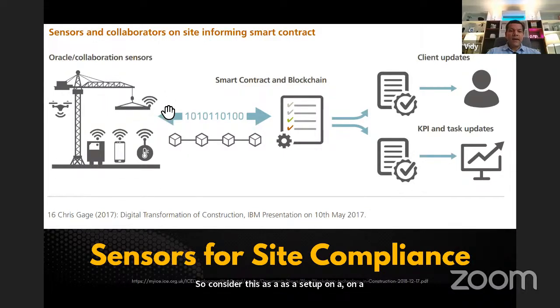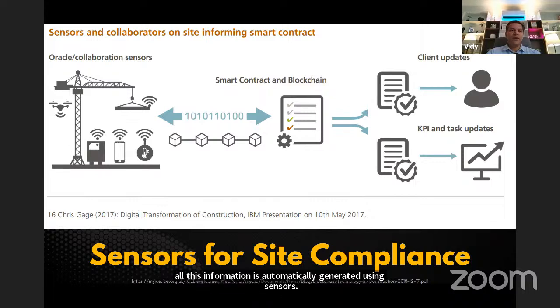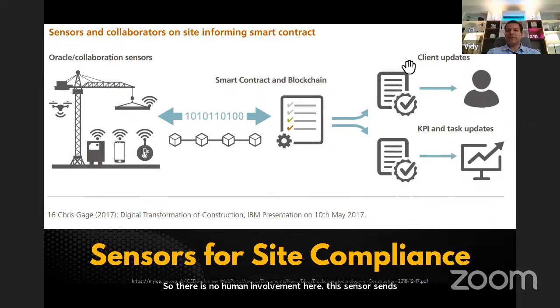Anything that is happening in this area, all this information, is automatically generated using sensors. So there is no human involvement here. This sensor information is added to the blockchain using the blockchain and smart contracts. What could be an example of a smart contract here? The smart contract could be checking the temperature on the site. And as per maybe some government regulations, if the weather becomes extremely hot, maybe above 45 or 48 degrees, then the work should stop on the site.